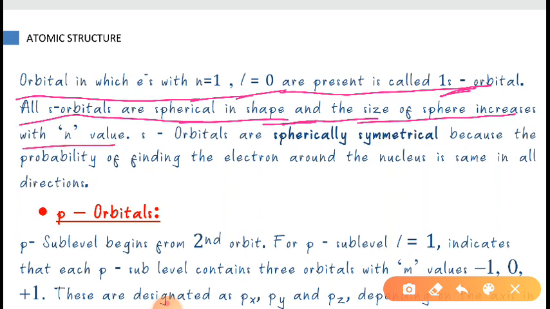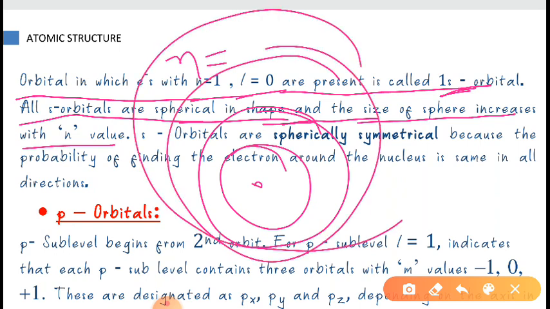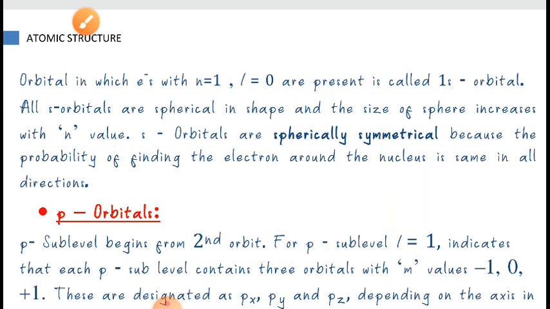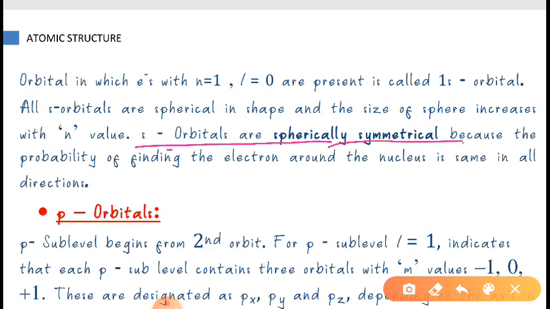As I have already told you, suppose this is the nucleus, then n is equal to 1, n is equal to 2, n is equal to 3, n is equal to 4, like this. So as we go away from the nucleus, the size of the s orbital increases. The s orbitals are spherically symmetrical because the probability of finding an electron around the nucleus is the same in all directions.